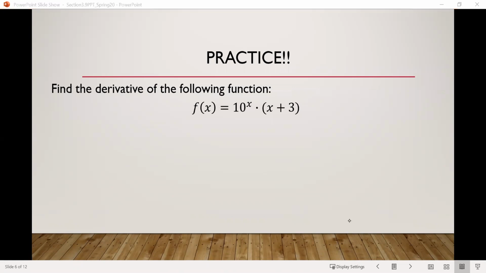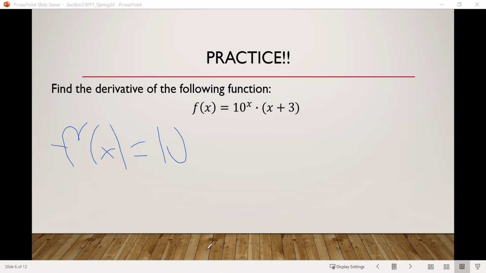Okay, so let's do this. So f prime of x, using the product rule, we take our first function, 10 to the x, multiply it by the derivative of the second function. Well, the second function is x plus 3. Take the derivative of x, that's just 1. Derivative of 3, that's a constant, so that's 0. So it just becomes 1. Plus now, the second function, which is x plus 3, times the derivative of the first.